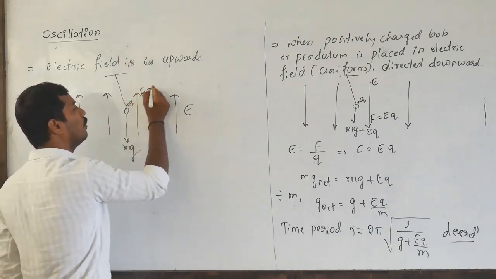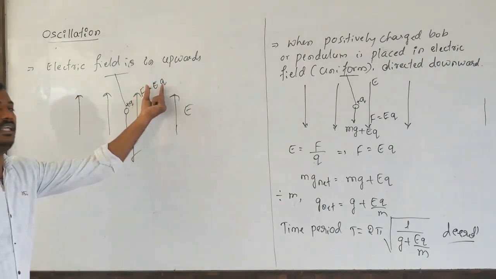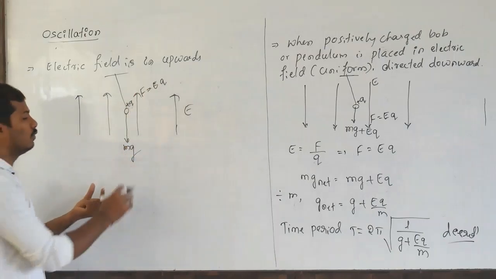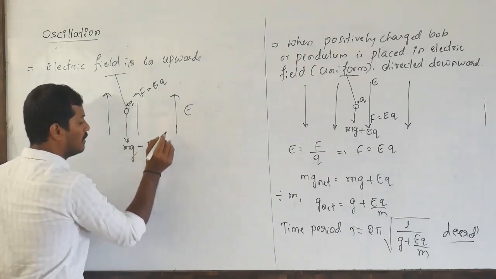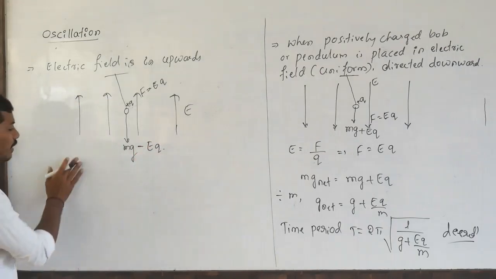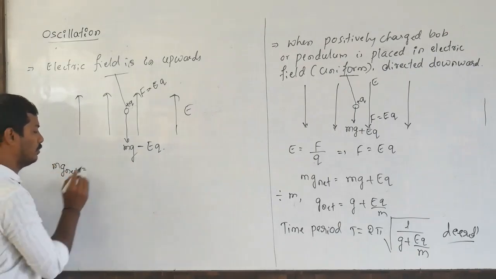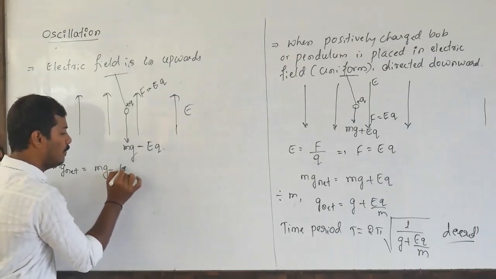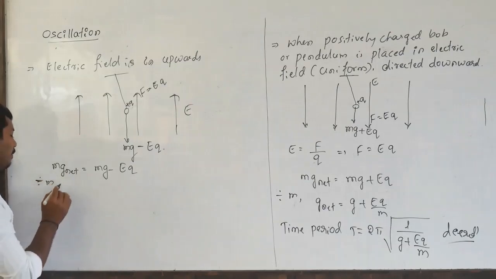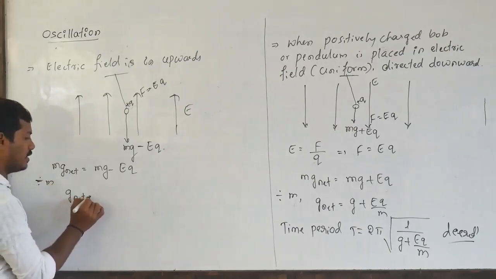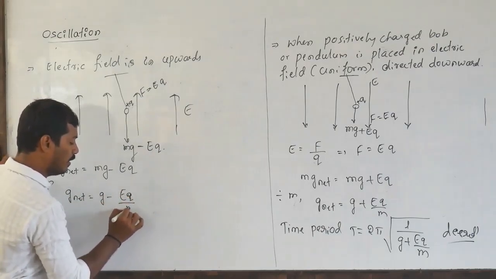That force is equal to E into Q. But it is opposite to the mg, so the total net force is equal to mg minus E into Q. Then finally, what about g net? m g net is equal to mg minus E into Q. Then dividing by m, g net is equal to g minus EQ divided by m.